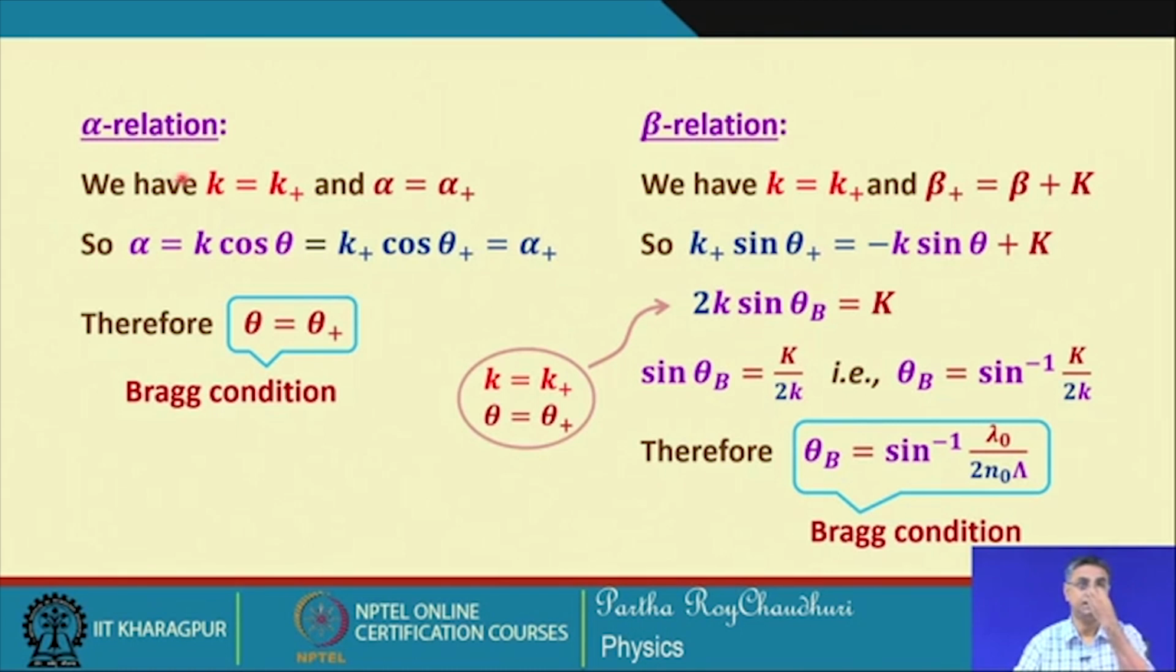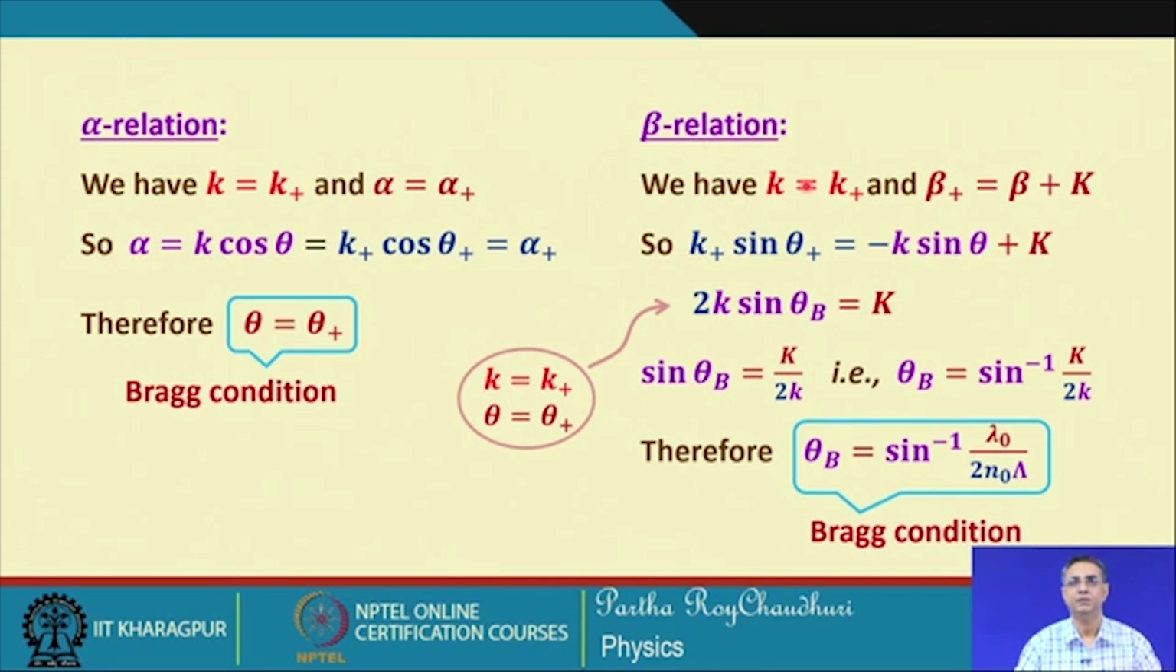And now we can have these alpha and beta relations and the Bragg conditions from here. For the alpha relation, k has become k plus, that gives you alpha is equal to alpha plus. Therefore, alpha equal to k cos theta, which is equal to k plus cosine theta plus, and that is equal to alpha plus. So these two are equal, and therefore theta is equal to theta plus, and that is the Bragg condition. This is the angle at which theta and theta plus are equal.